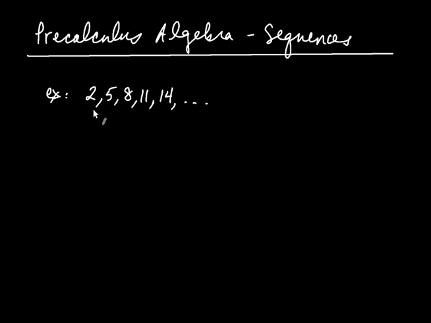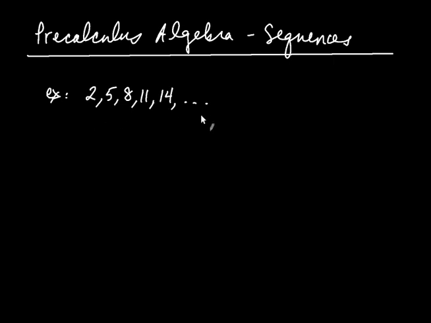So consider this list of numbers. The first number is 2, the second number is 5, the third number is 8, then 11 and 14. Do you see how we started with 2 and then added 3 to get 5? And then we added 3 to get 8, added 3 again to get 11, and so on? This little ellipsis means continued.